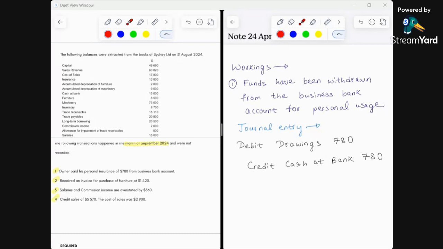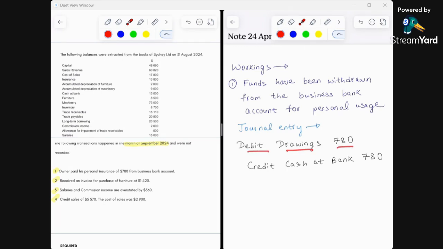Now that we have made some drawings for personal use, we are actually looking into a reduction for the capital available for investment within the business. Therefore, capital, when it goes down, will have to be debited, but the specific term or the account that we have to reflect that reduction in owner's capital is the drawings account. So we are debiting the drawings account by 780.